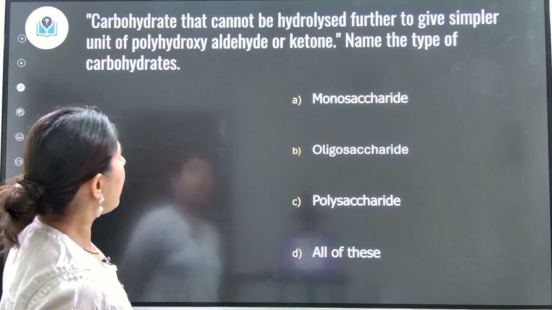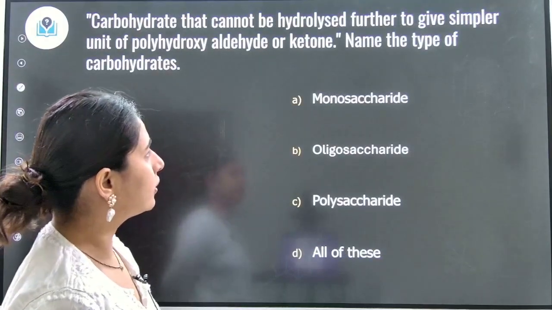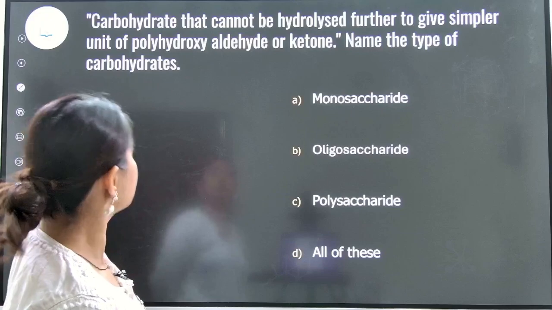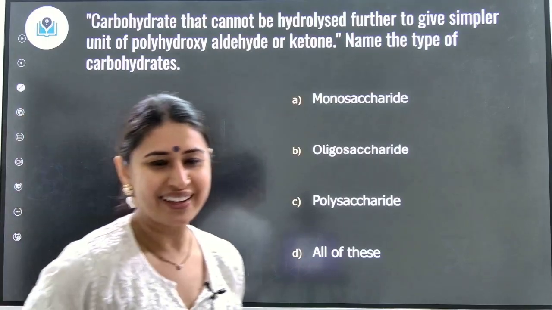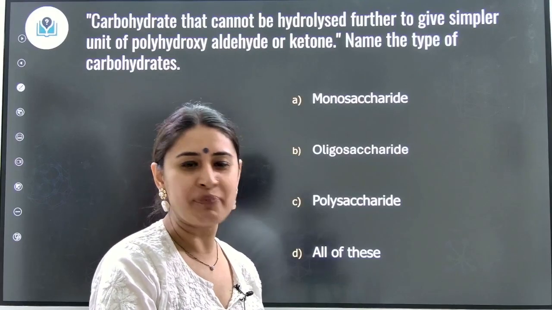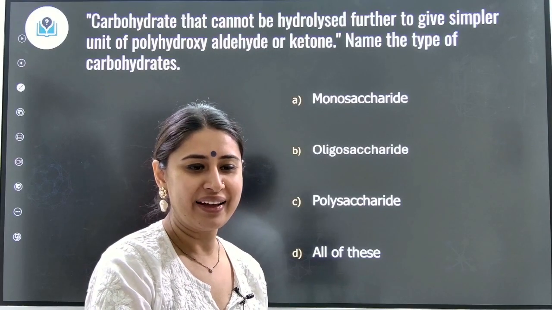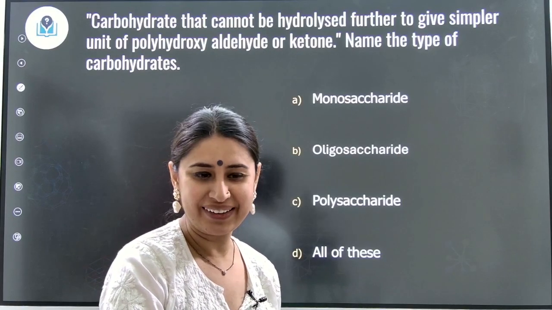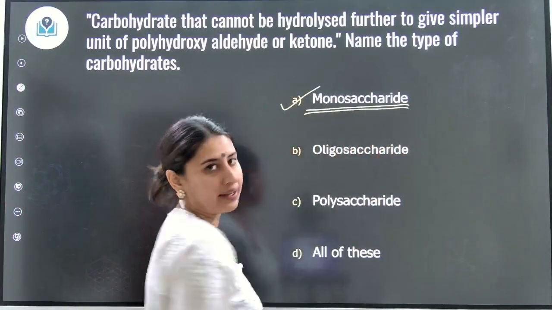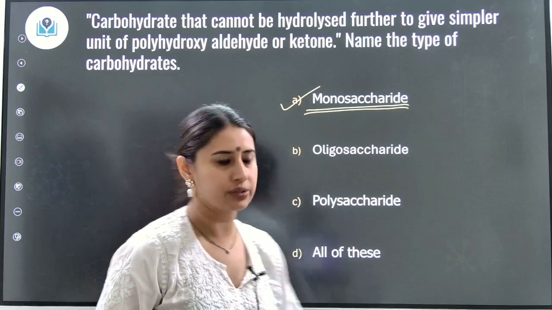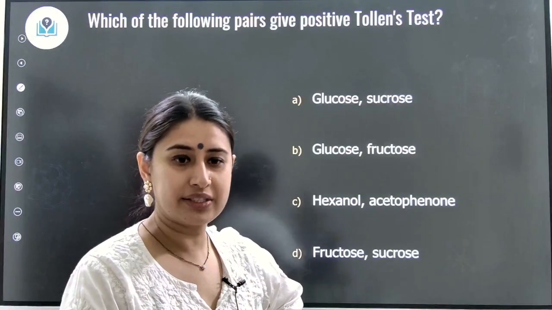Next, carbohydrates that cannot be hydrolyzed further to give simpler units of polyhydroxy aldehyde or ketone. Name the type of carbohydrate. It turns out all the questions are absolutely rapid fire. You don't even have to pick up your pen. You're absolutely right. Cannot be hydrolyzed, that means we're talking about monosaccharides, right? Like glucose or fructose. Okay, great. Super. It's a rapid fire question.